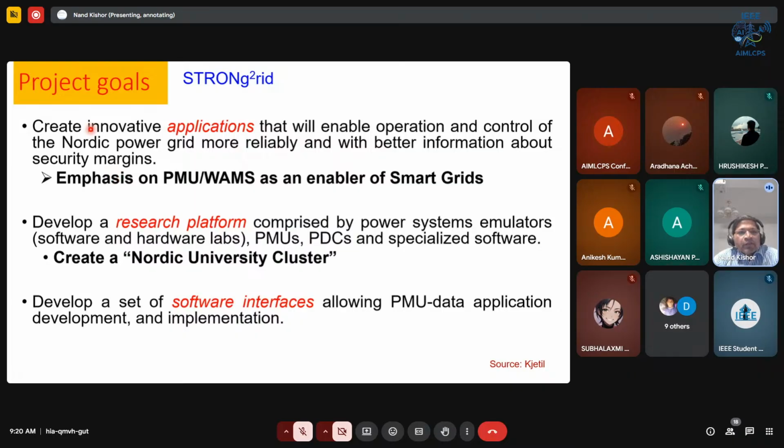As I said, the project goals were to create innovative applications that will enable operation and control of the Nordic power grid more reliably. So the emphasis was on how we could use the PMUs, the WAMS, towards grid development, smart grid development, and also to have a research platform, software and hardware labs, out of the Nordic university clusters, and develop some software interfaces along with the PMU data applications here.